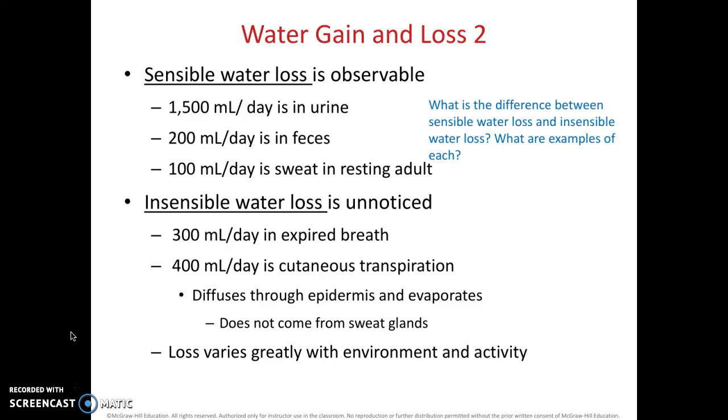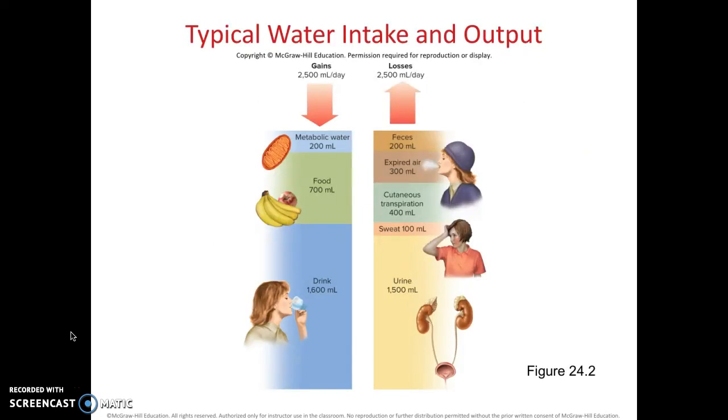And the loss will vary with environment and activity. So if you can imagine, if you're in a hot environment, of course you're going to lose more water. Whereas if you're in a colder, maybe more humid environment, you're not going to lose as much water. So definitely know where our sources of water are and where we're losing it.